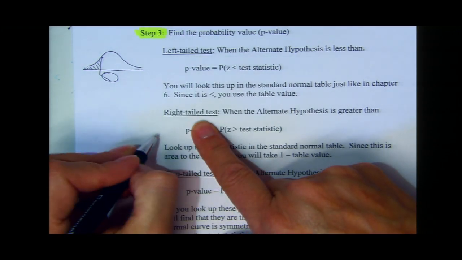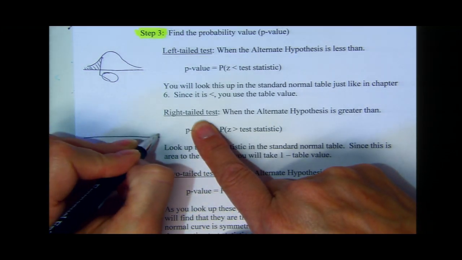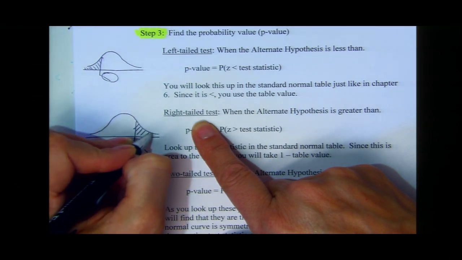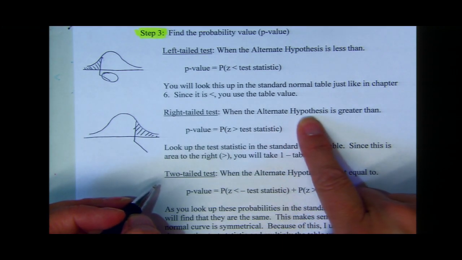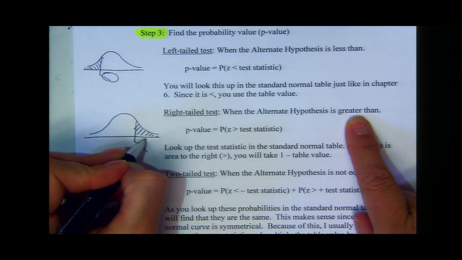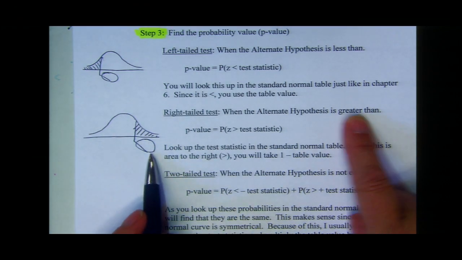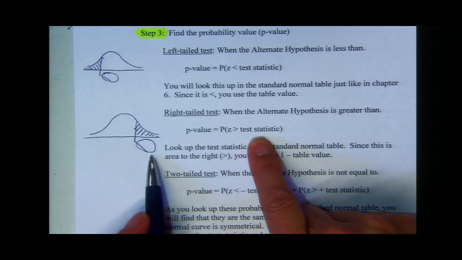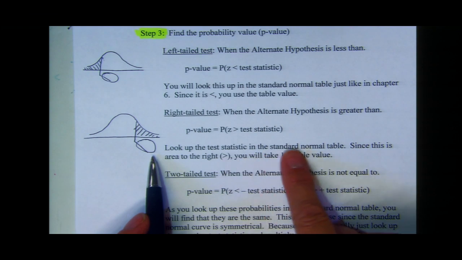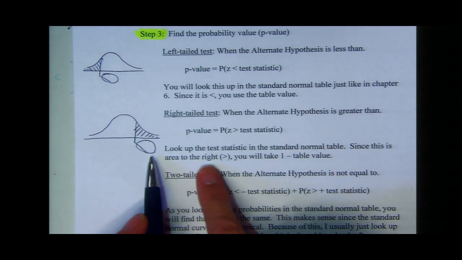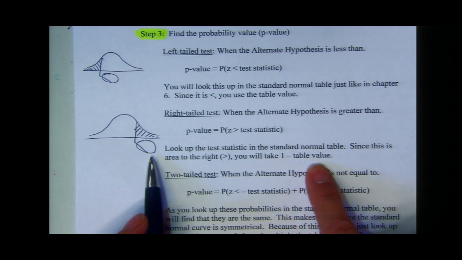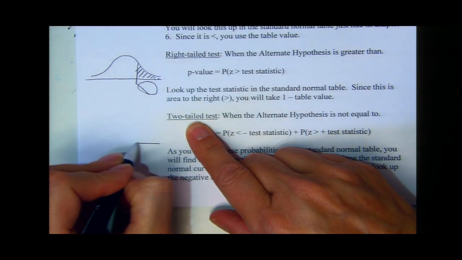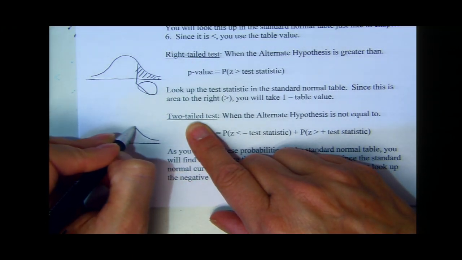Then we have the right-tailed test. This is when the alternate hypothesis is greater than. Step 2 would be calculating this test statistic. So to find the p-value, you're going to take the probability that z is greater than the test statistic, which means look up the test statistic in the standard normal table. Since this is area to the right, you will take 1 minus the number from the table. Now, the one that is different that I already previously spoke of is the two-tailed test.